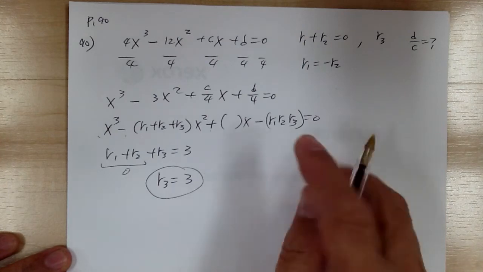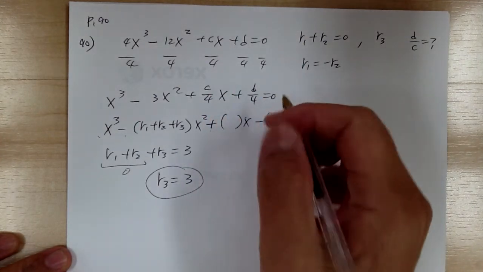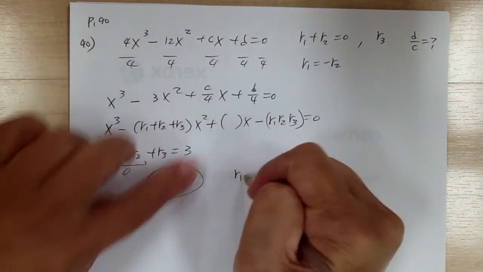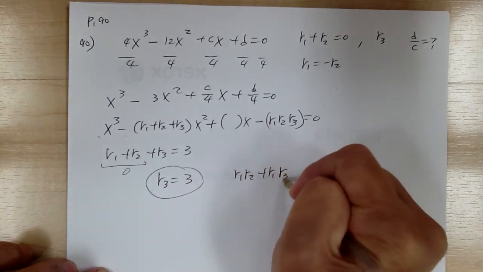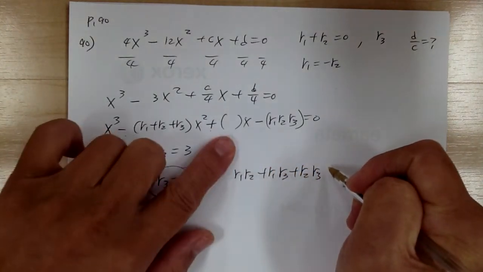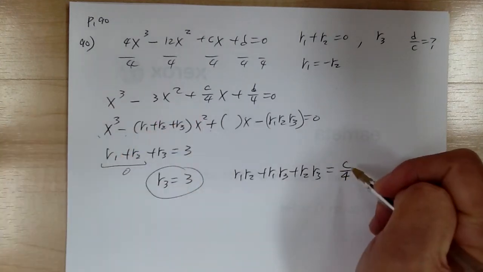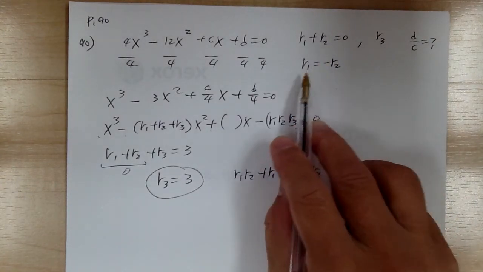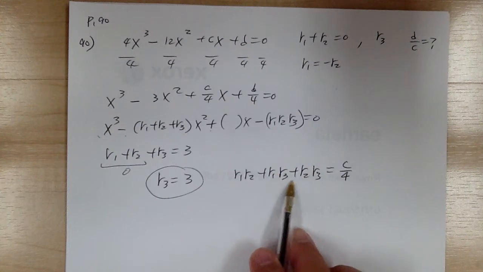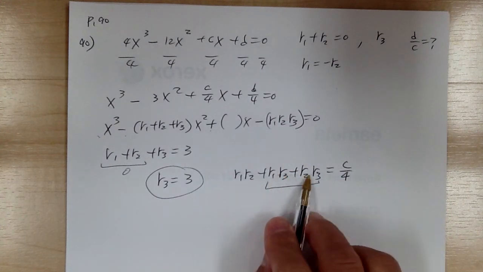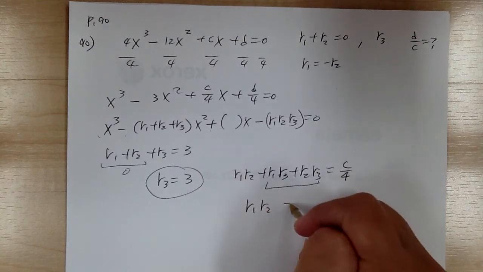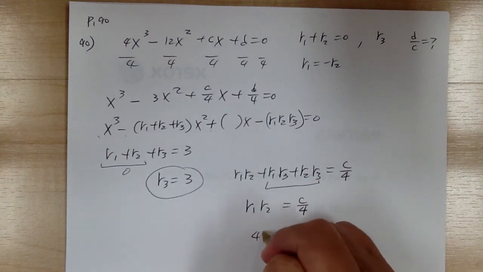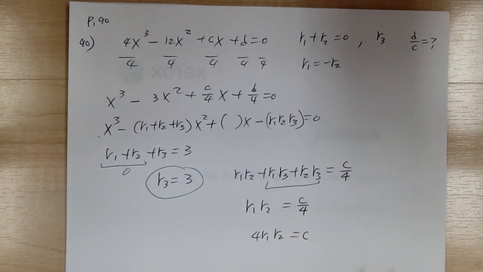Also we can match this part over here. This part came from taking 2 at a time, so it would be r1 r2 plus r1 r3 plus r2 r3, and this will match with c over 4. And since r1 equal to negative r2, these two will cancel out, right? Because they are opposite of each other. So from here you get r1 r2 equal to c over 4. And if you multiply, you get c equal to 4 r1 r2. Okay, so we found c.